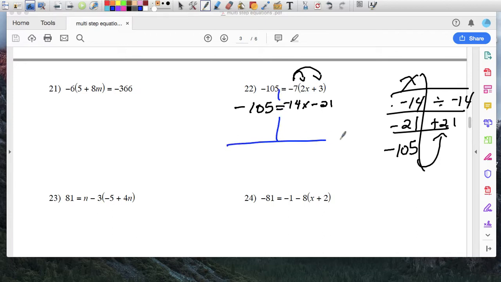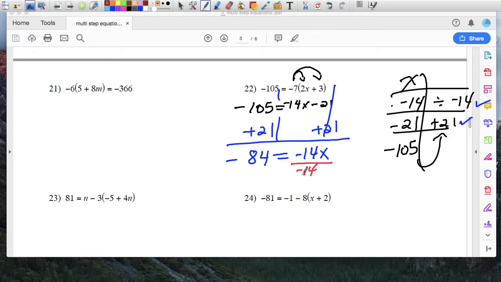So let's do that. Plus 21, plus 21. These two go out. Negative 14x comes down. Negative 105 there, so there are more negatives, right? My answer is going to be negative, so it's going to be negative 84, right? Because we're subtracting those numbers, there are more negatives. Check. And then we're going to divide both sides by negative 14.